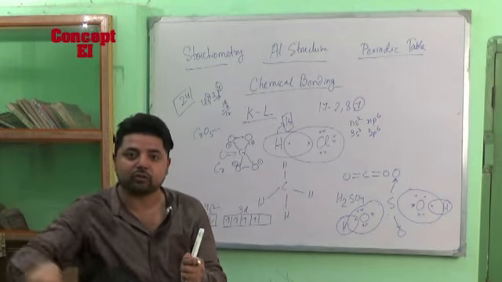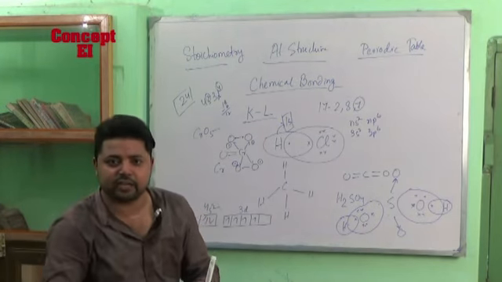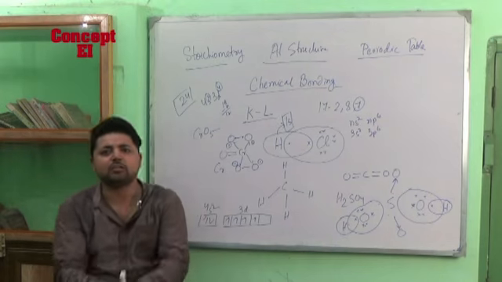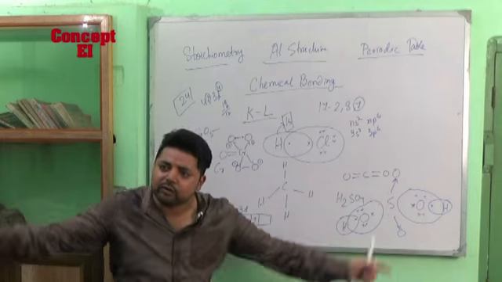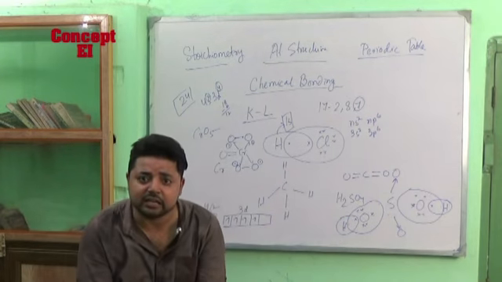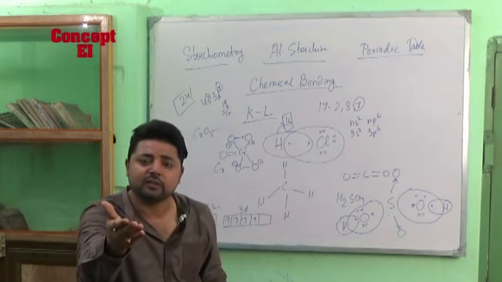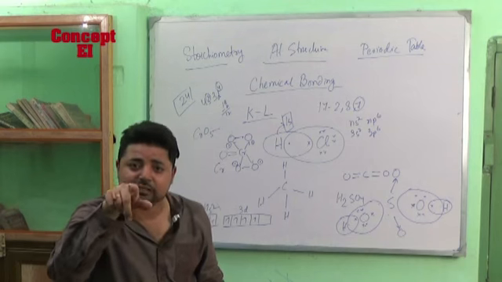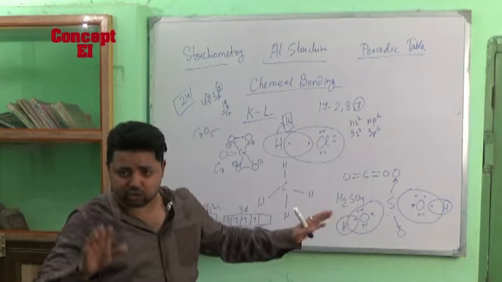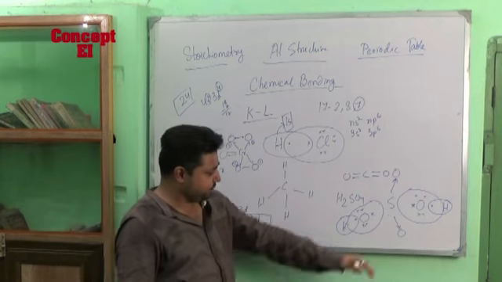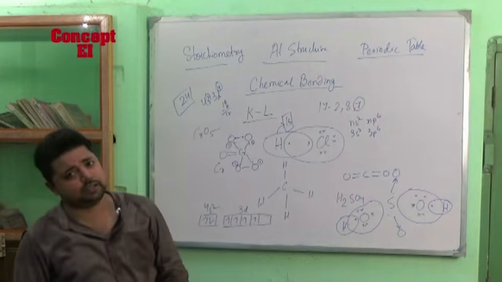If the surrounding elements are more electronegative, then it will have a plus oxidation state. And if the surrounding elements have lesser electronegativity, then it will have a negative oxidation state. You are not getting it? I will give you an example. Take the example of carbon dioxide.